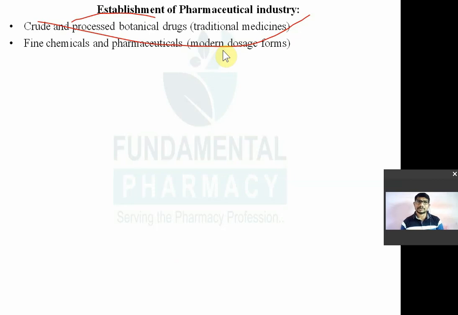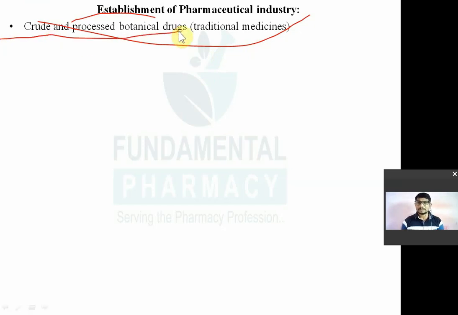First, there are different types of pharmaceutical industry. First, crude and processed botanical drugs. Some pharmaceutical industries deal with crude and processed botanical drugs. They are dealing with collection, extraction, and formulation of these botanical or traditional medicines. For example, Baidyanath, and a lot of other Ayurvedic companies. They deal with crude and processed botanical drugs.